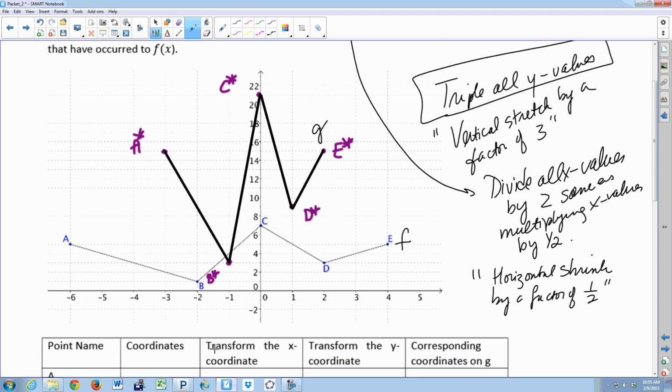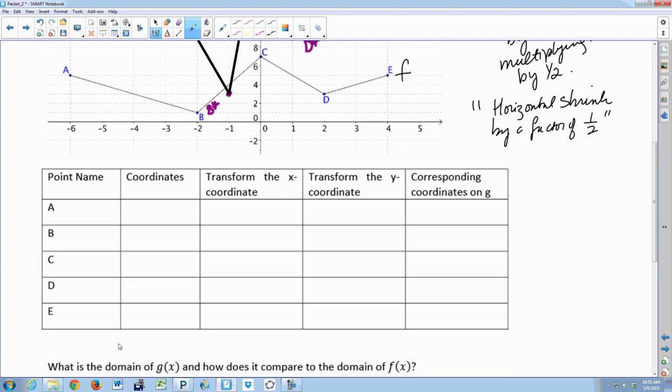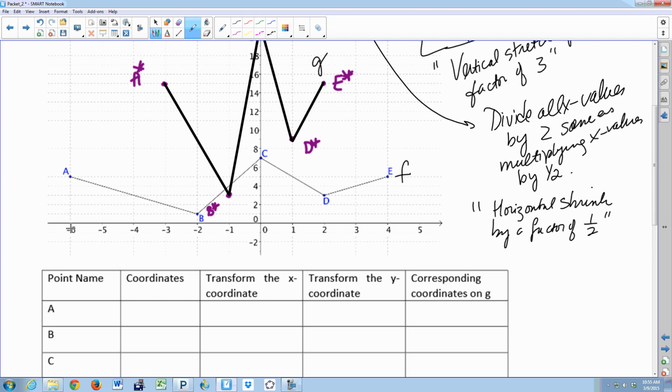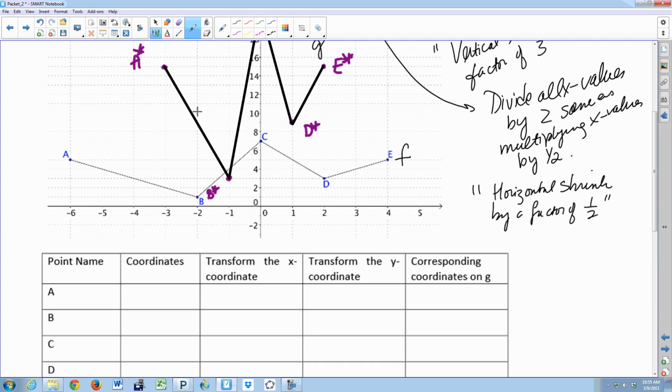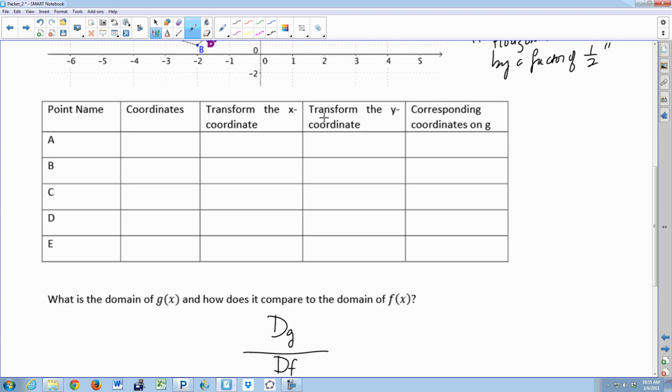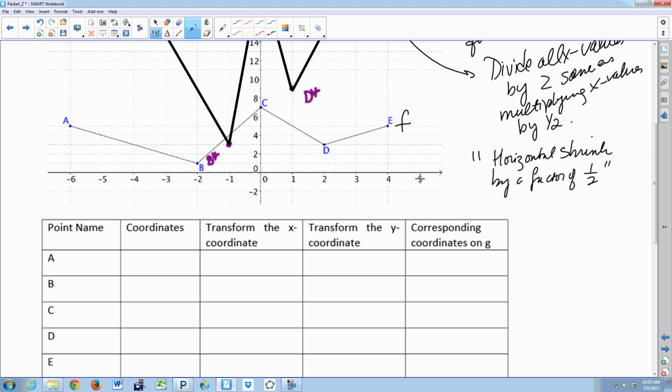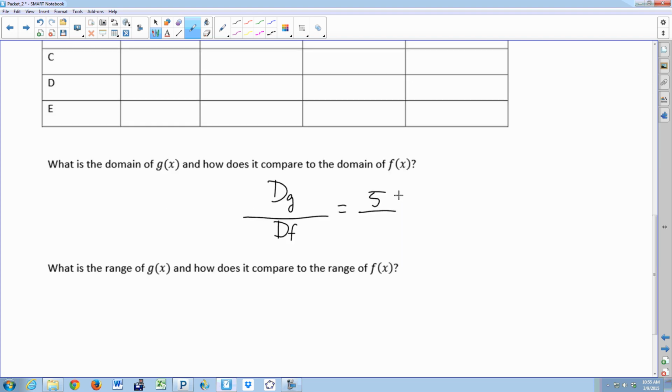So that's what your points look like, and I think everybody got it from looking around. You went through this little chart here. Let's take a look at our 2 domains. The domain for G, and we want to compare it to the domain of F. We compare here with division. So the domain for G goes from -3 to 2. The domain for G is 5 units wide. And the domain for F goes from -6 to 4. That's 10 units wide. So that has this ratio, 1 to 2. So the domain of G is half the size of the domain of F.